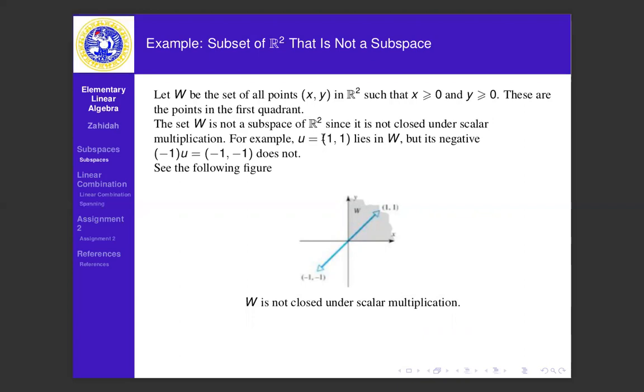For example, we have the point 1, 1. This is U in W. But the negative, -1 times U, we have -1, -1, which is not in W anymore. I mean, it's not in the first quadrant. This is the third quadrant. So it means it is not closed under scalar multiplication. So our set W is not a subspace of R2 here.